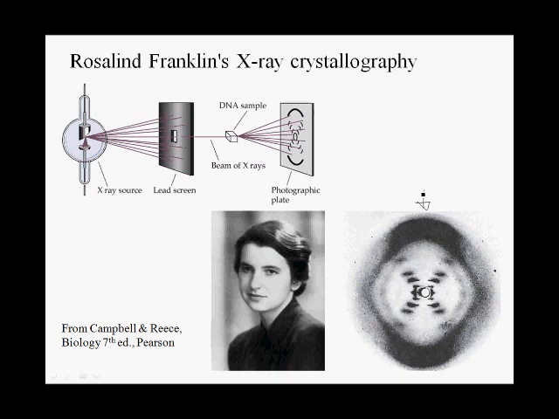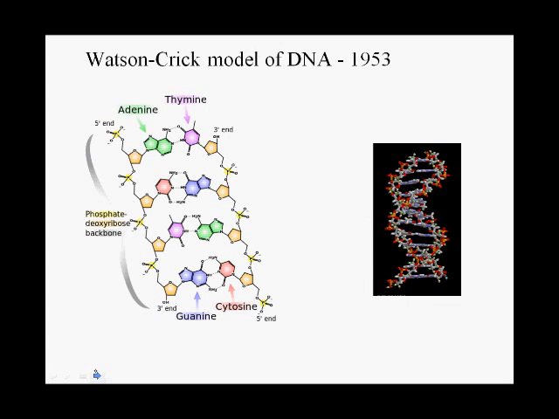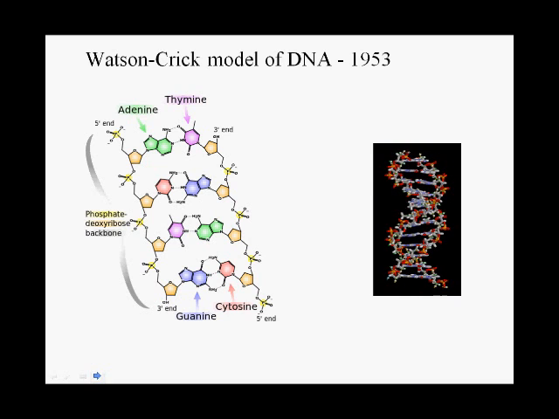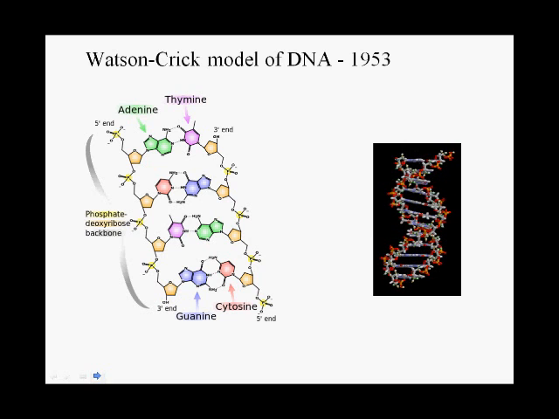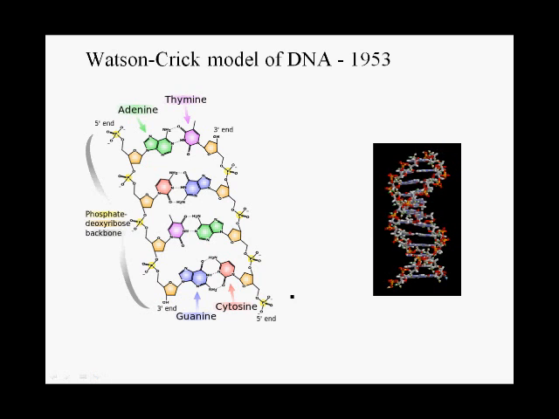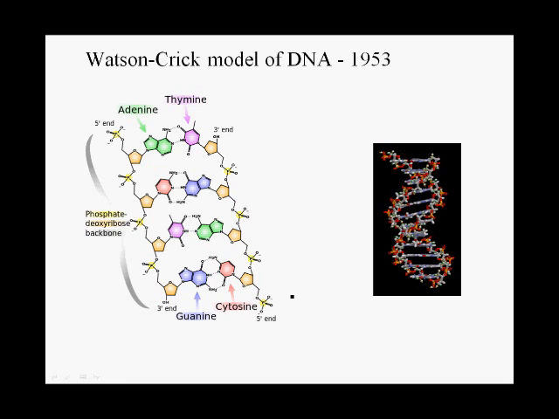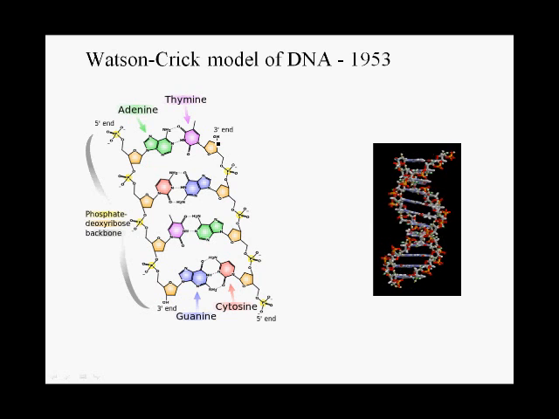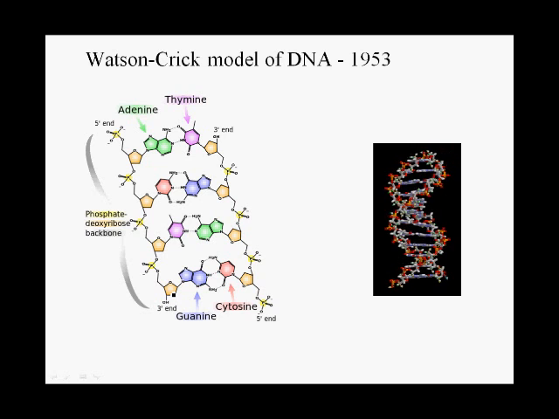Watson and Crick obtained a look at her X-ray crystallography pattern, without her knowledge, but that's a long story. And based on her X-ray crystallography pattern, they played around with various models and came up with the now famous Watson-Crick model of DNA. So let's talk a little bit about this Watson-Crick model of DNA. What they found is that their model fit all of the data, including Rosalind Franklin's X-ray crystallography data, if they put the phosphates on the outside.